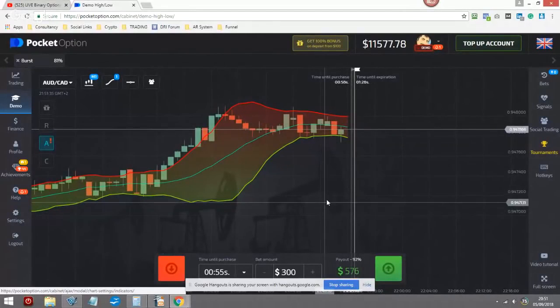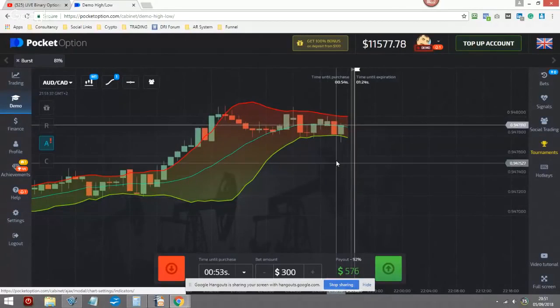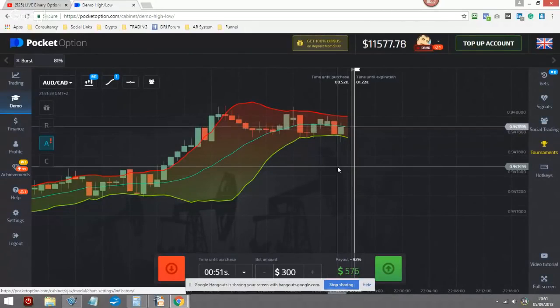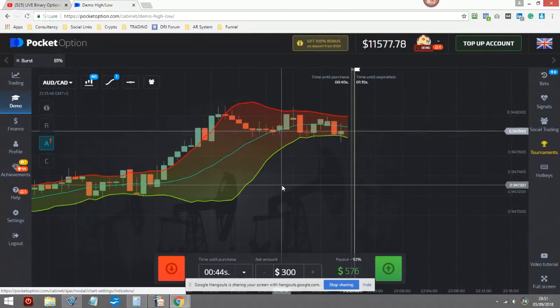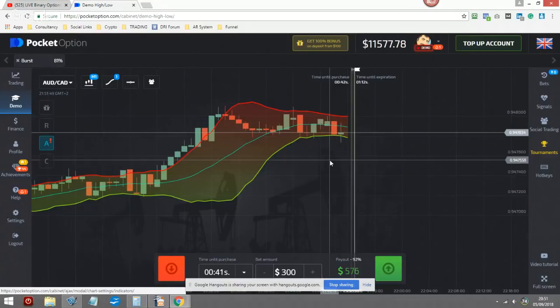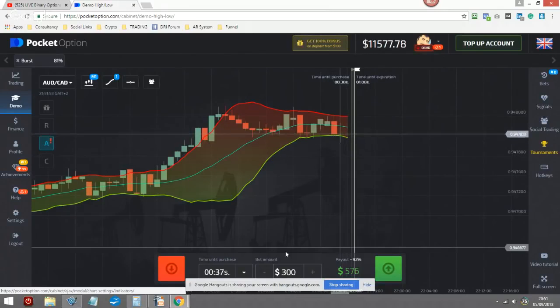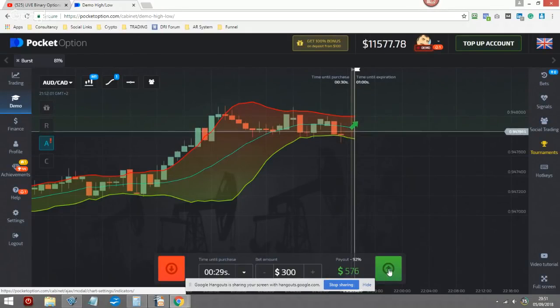Okay, so the price is going up. I'll just have a quick drink. We've got 18 seconds to go. Okay, now it's down the bottom. So if it's down the bottom, you want to be hovering over your green button, because if it dips, you want to be able to get in there with an up trade. And obviously it didn't dip, so we're okay.